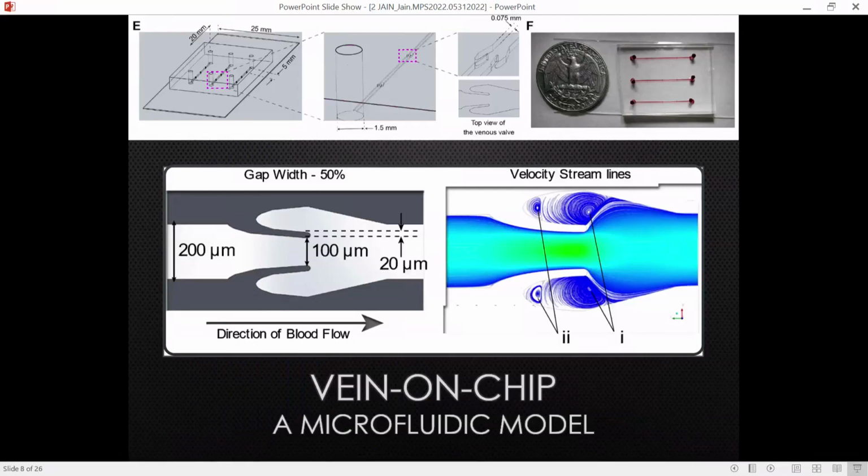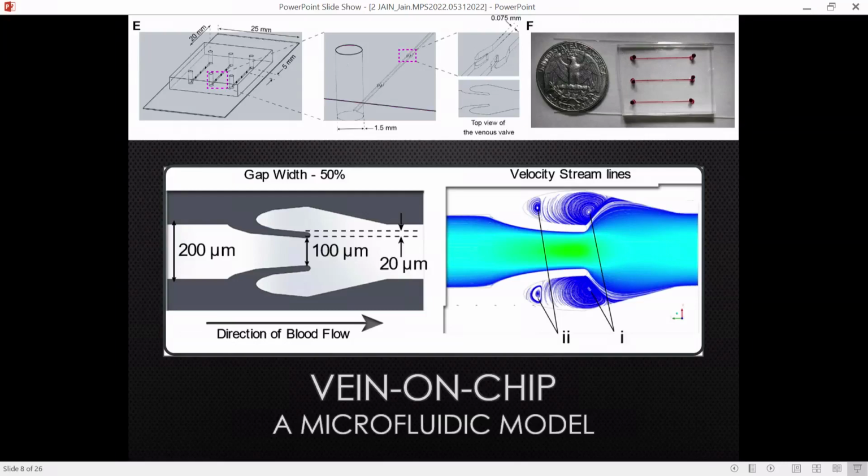Okay, so one of the first things that we did was to create the topology or the architecture of the vein. We borrowed images from OCTs and other clinical images that were published in the literature, and we mapped the contours. We miniaturized it to a mouse scale, and we created these devices that you all know, using PDMS structures to create the architecture of a typical vein.